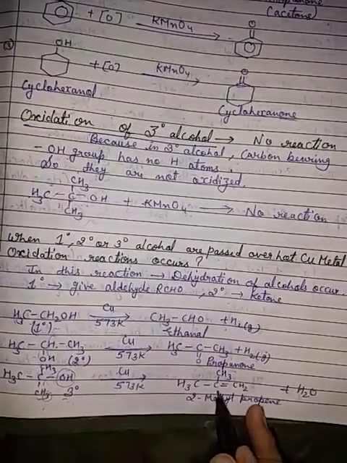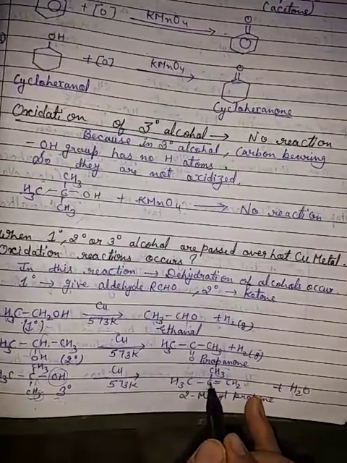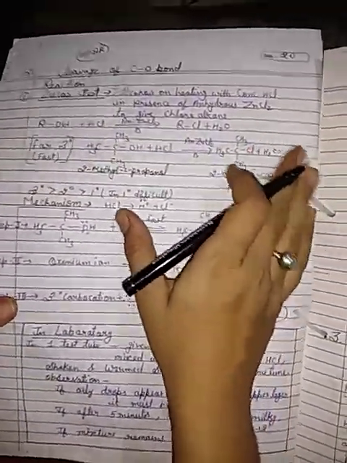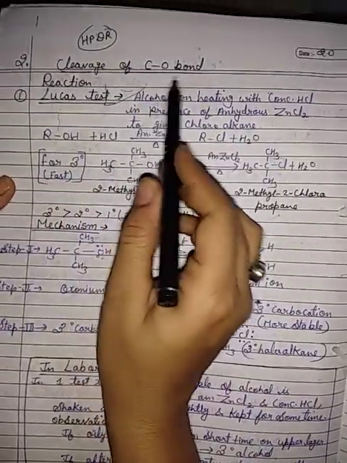Its IUPAC name: numbering 1, 2, 3, with a double bond after 1 and a second CH3 methyl group attached, so 2-methylpropene. Second is cleavage of the C-O bond.